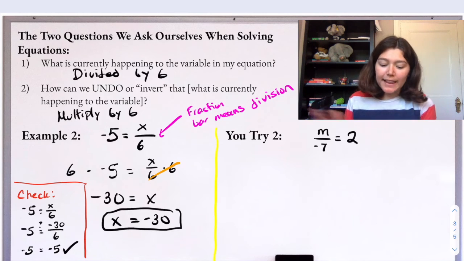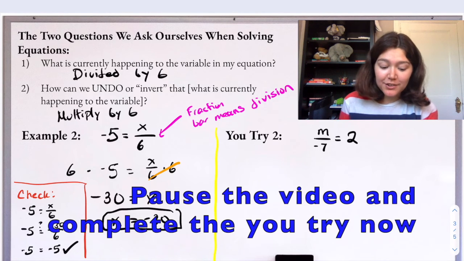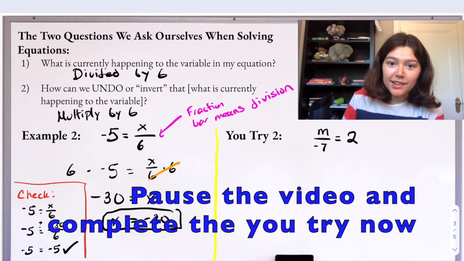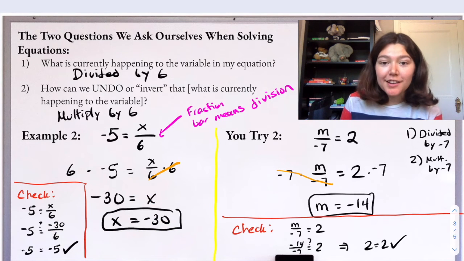We have a variable on the left-hand side, but that's not going to change what we're doing. Again, you should ask yourselves what's currently happening to the variable, and then how do you undo it? Okay, give it a try. Great job. You should have gotten m is equal to negative 14.